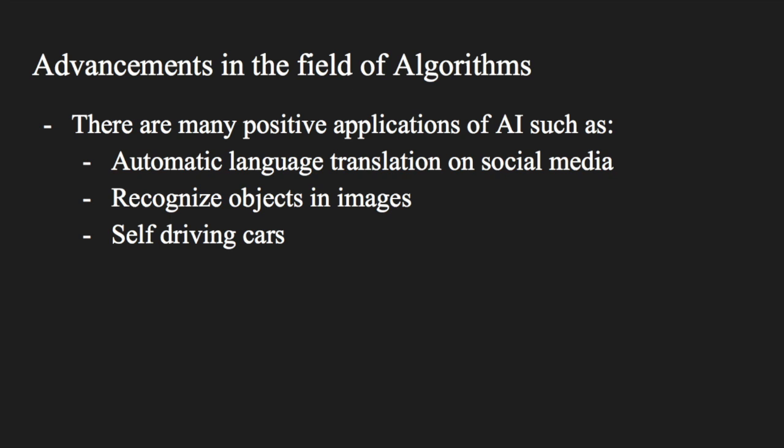Just to name a few, there's automatic language translation on social media and on other sources. We're able to recognize objects and images. This is really helpful for people who are vision impaired, and they can actually be described photos online. And for self-driving cars, they can actually recognize different signals around them and understand when they should stop, when they should go, pedestrians in the road.